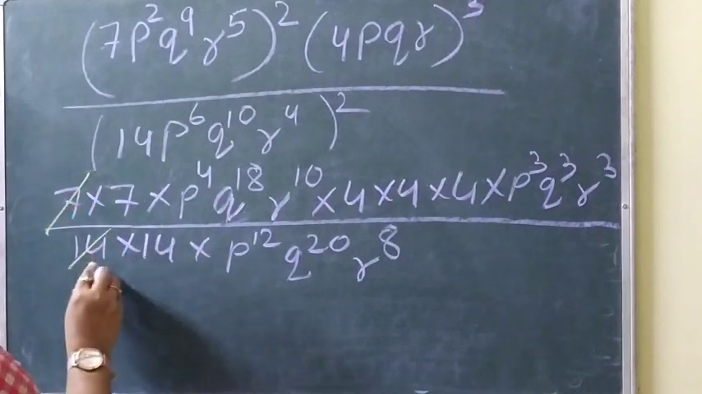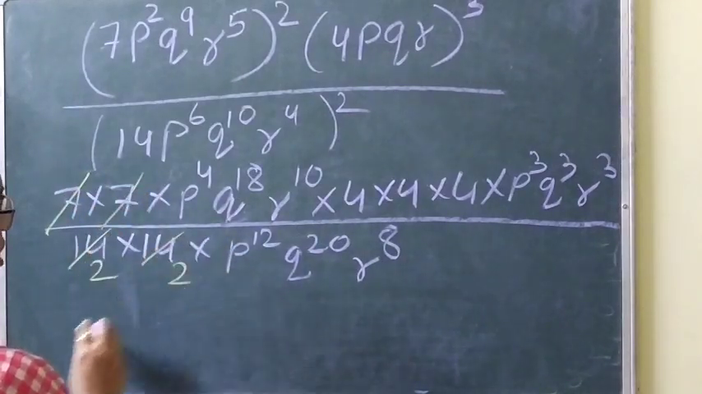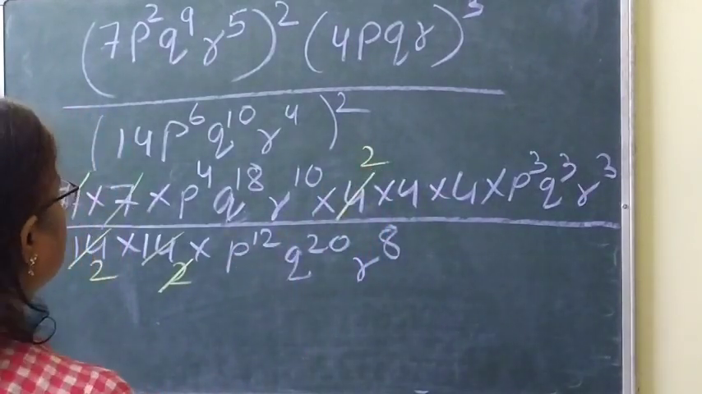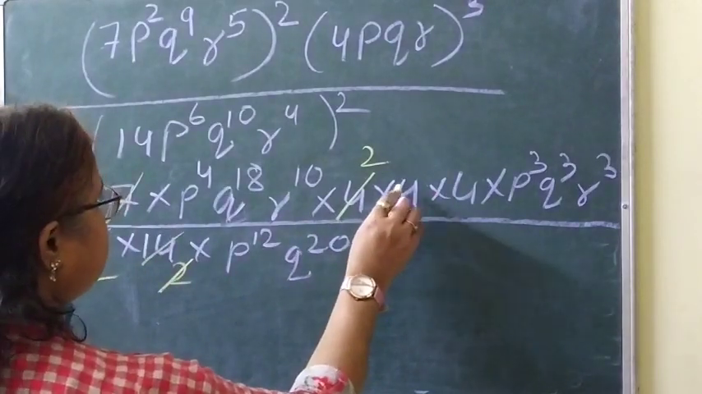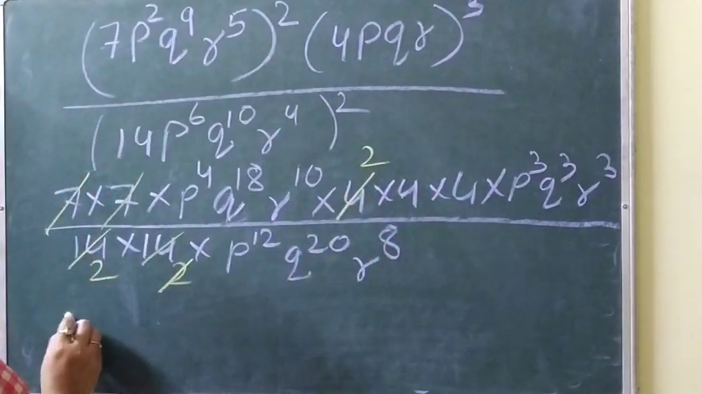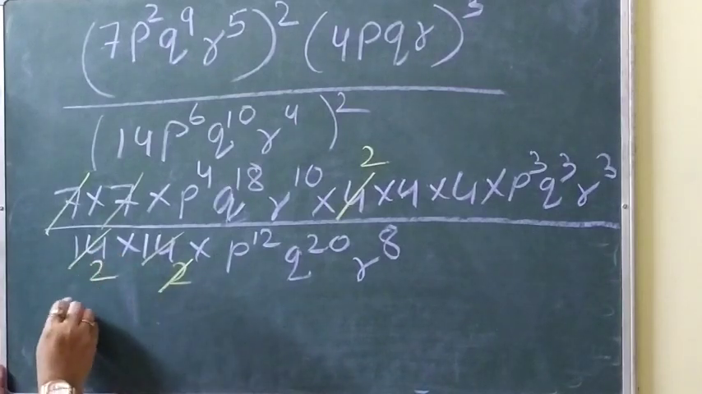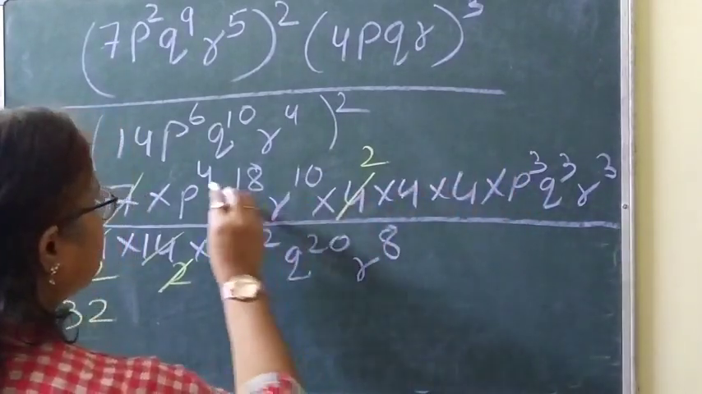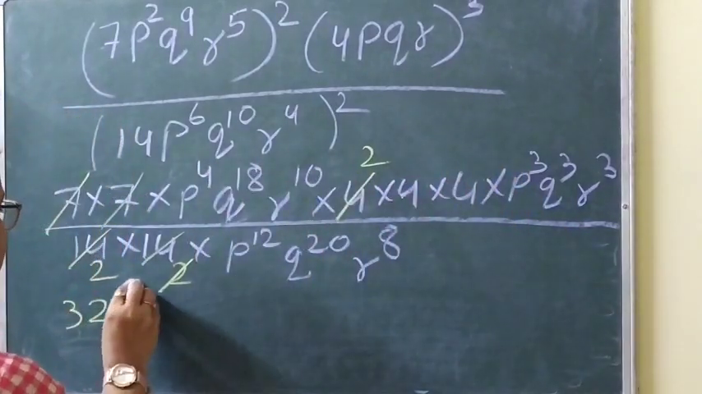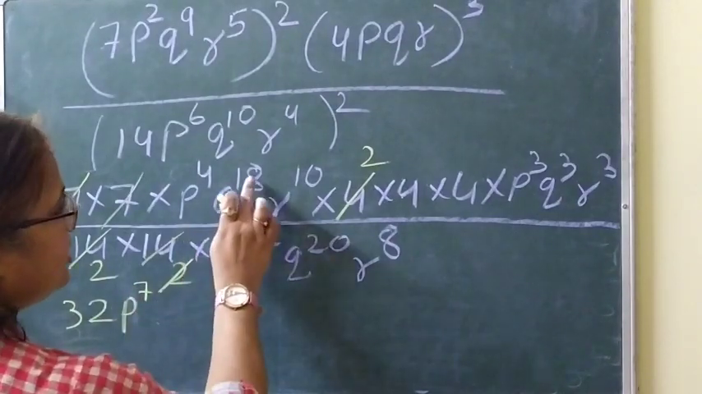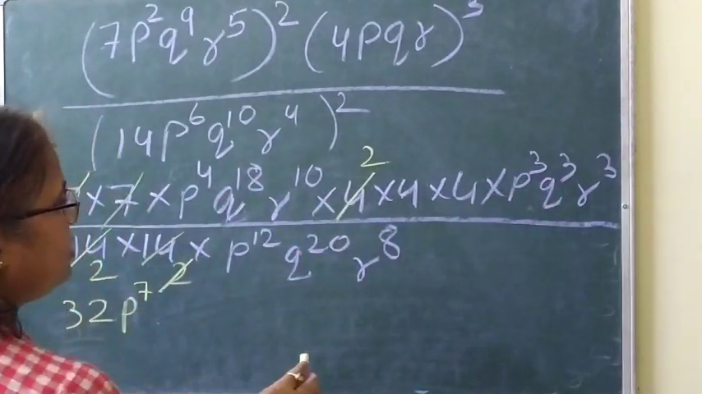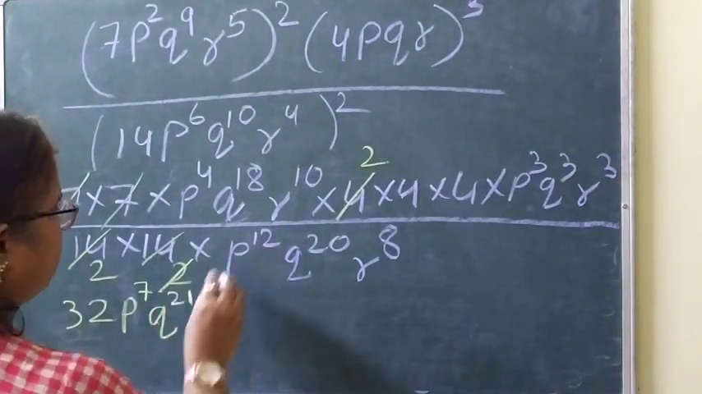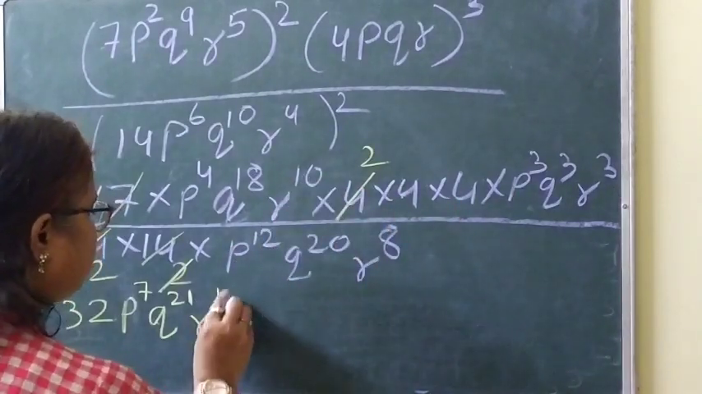So 7 2s are 14. Okay. Then 2 2s are 4. Anything left? No. So here 4 4s are 16 and 16 2s are 32. So 32 is left. Clear? 32 we have got here. Now p to the power 4 and p to the power 3, so 4 and 3 is 7, p to the power 7. Then q to the power 18 and q to the power 3, so 18 and 3 is 21, q to the power 21. Then r to the power 10 and 3, 13.